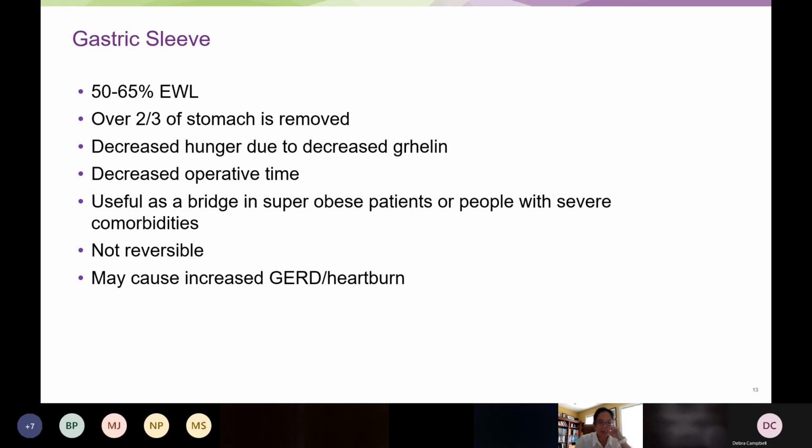And when we do the sleeve to people, there's a higher risk of having heartburn or reflux, because if you remember Laplace's law in physics, when you decrease the radius of something, you increase the pressure in that tube by 4-fold. So that's exactly what happens when we take the compliant stomach and change it into a narrow sleeve of stomach. Next slide.